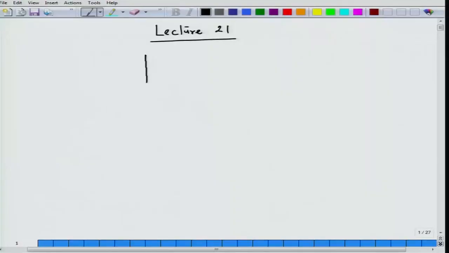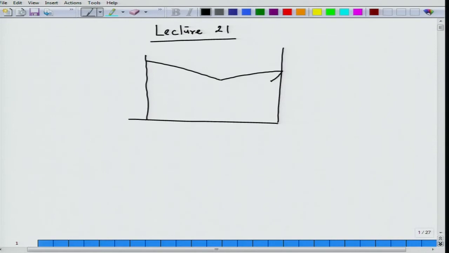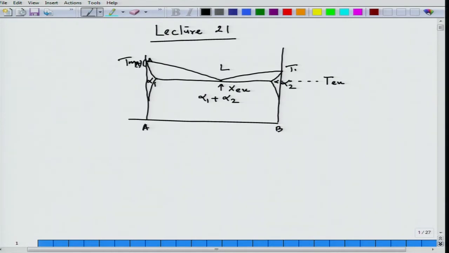So, this is my eutectic phase diagram, where this is liquid, this is alpha 1, this is alpha 2, and this is alpha 1 plus alpha 2, and alpha 1 and alpha 2 both have the same crystal structure. And this is my eutectic composition, X eutectic, and this temperature is T eutectic, that means the eutectic temperature. This side is A and this side is B, the pure sides. This is T M A, this is T M B.